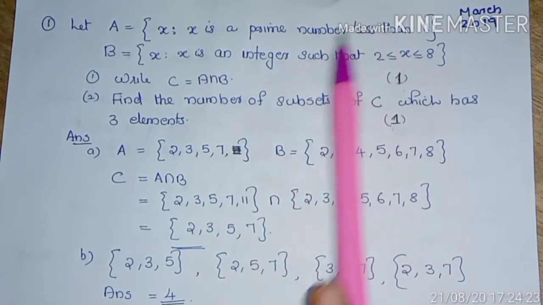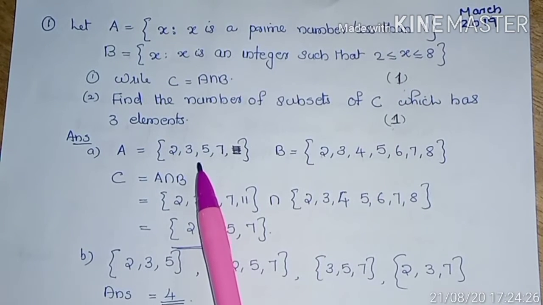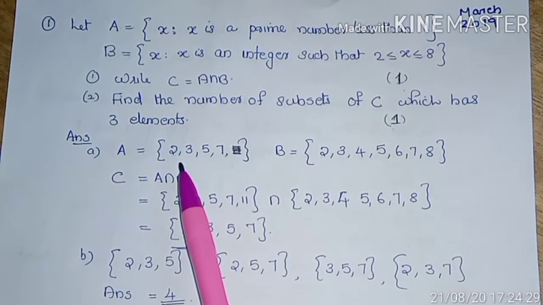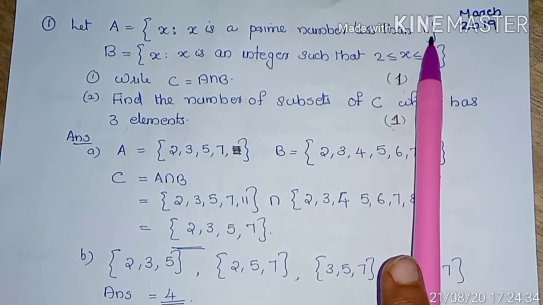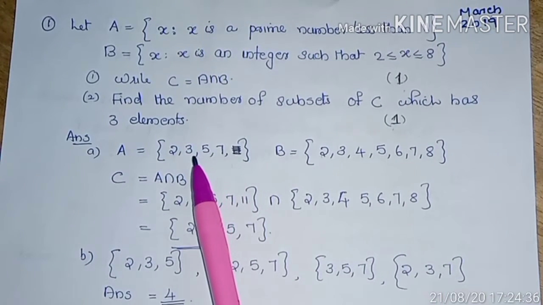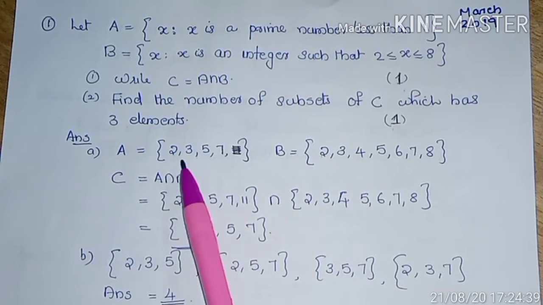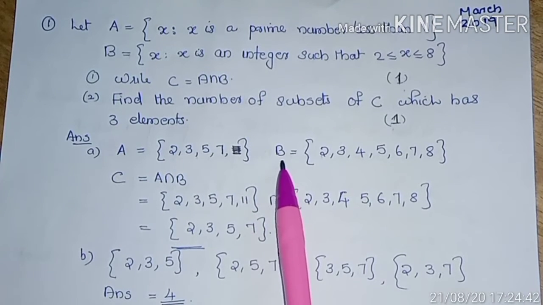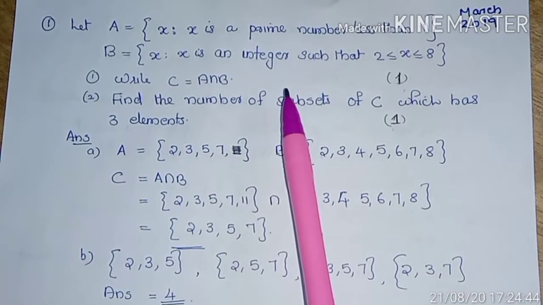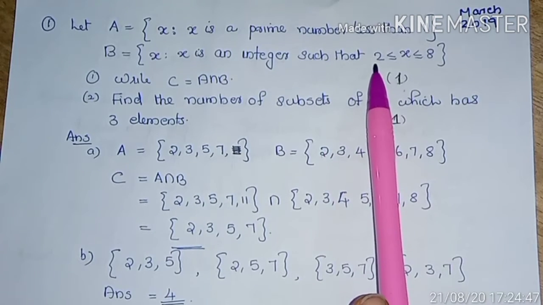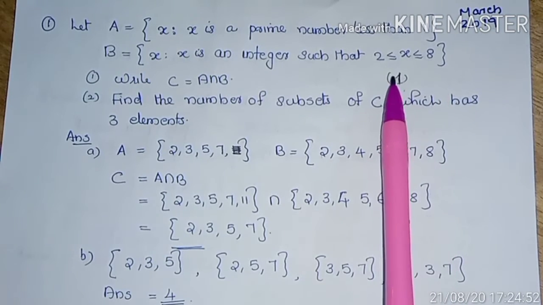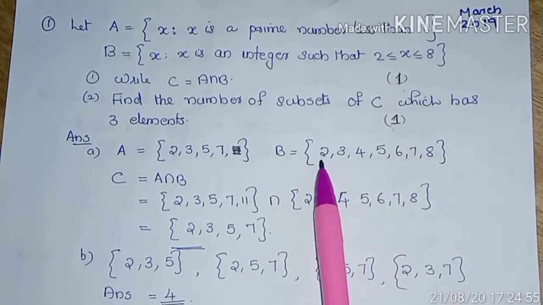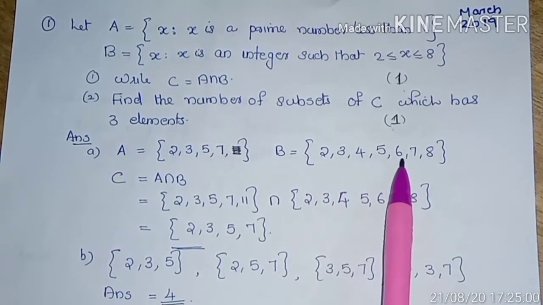less than 11. So we write A in roster form. A = {2, 3, 5, 7}. Not including 11 because it is not less than 11. So, prime numbers less than 11: 2, 3, 5, 7. Then B is the set of all integers such that 2 ≤ x ≤ 8. Which are the elements in B? All integers from 2 to 8: 2, 3, 4, 5, 6, 7, 8.